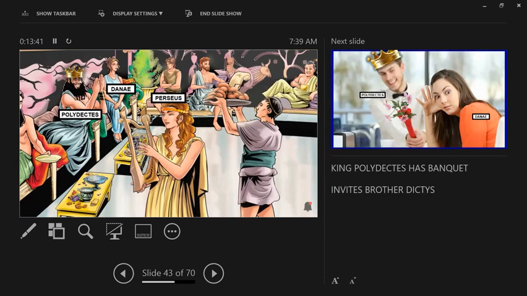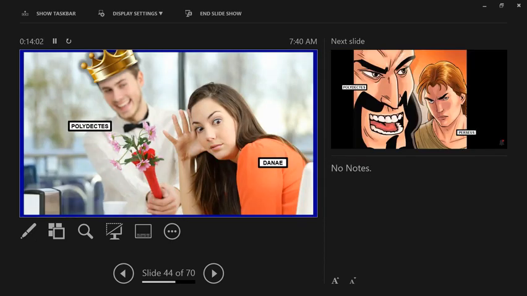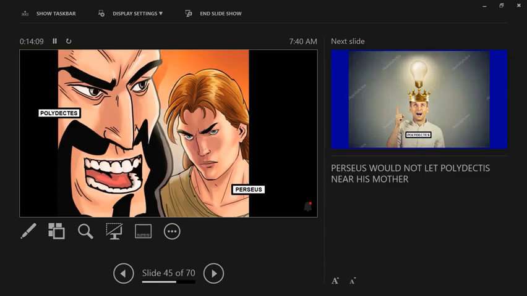Polydectes is the king, and Polydectes is the brother of Dictys. And Polydectes is holding a banquet, and he has Diana and Perseus and Dictys joining in this party, and he falls in love with Diana. But he's not a good king. He's a very bad person, and she is totally not interested in Polydectes, and he keeps coming on to her. Perseus doesn't like what Polydectes is doing. Perseus keeps getting in the way of Polydectes pursuing Diana.